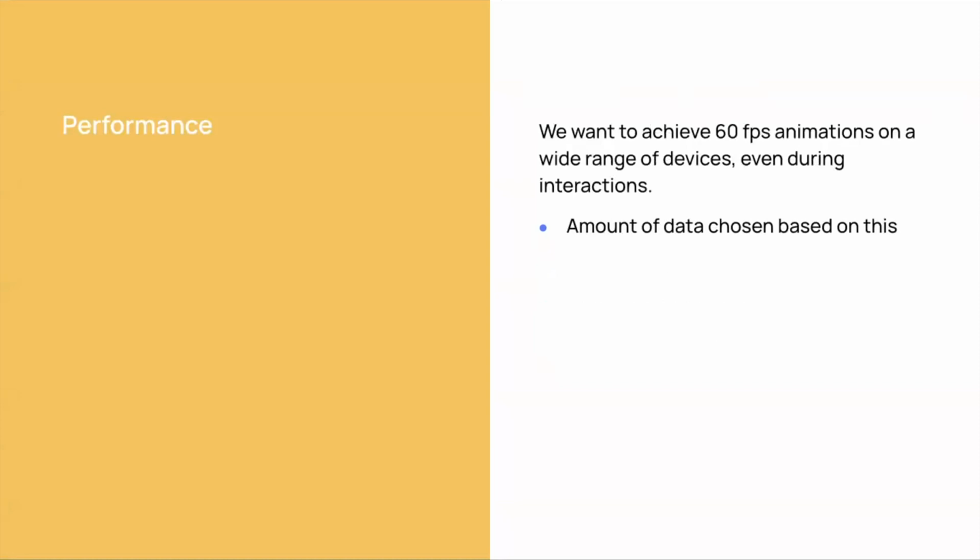Then the next thing is the performance. It's all about that. We want to achieve no frame drops in animations, and that should work across a really wide range of devices, because we don't know with what device the users open the page. So we will choose how much data we actually show based on performance constraints and based on design aspects, as I will show later.